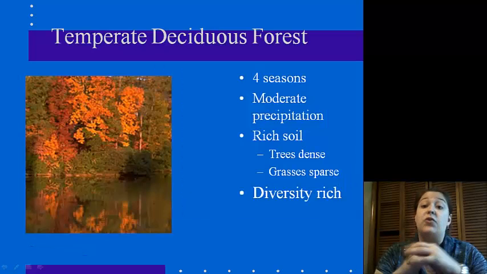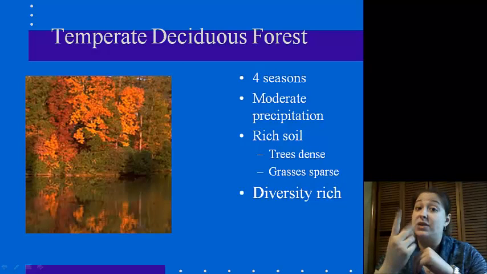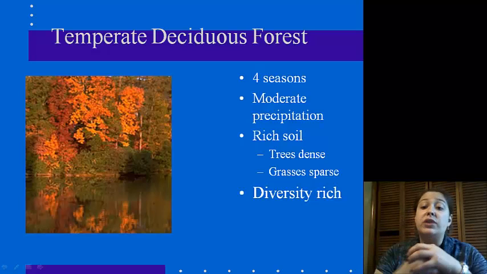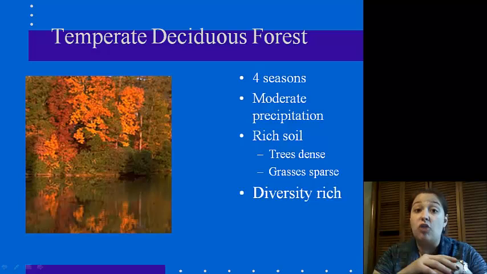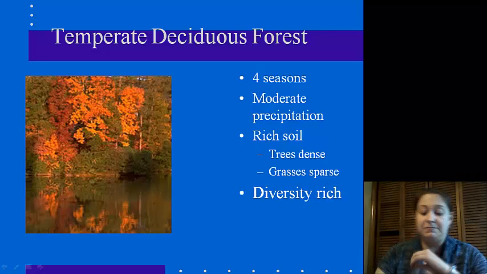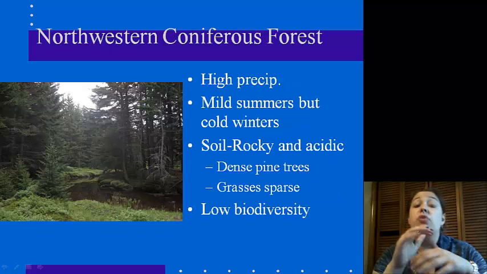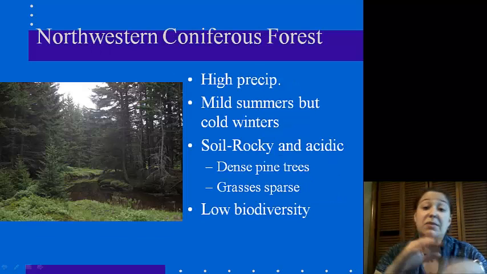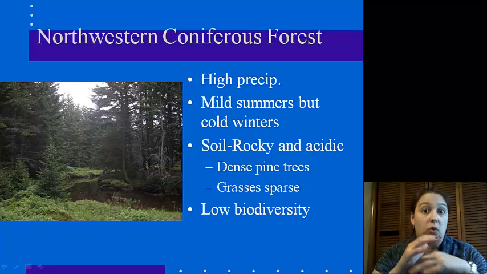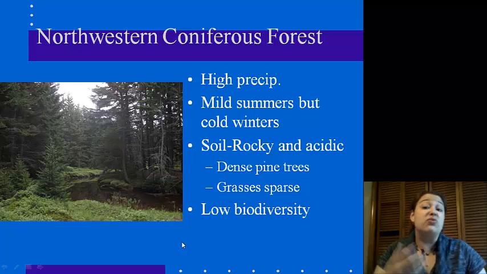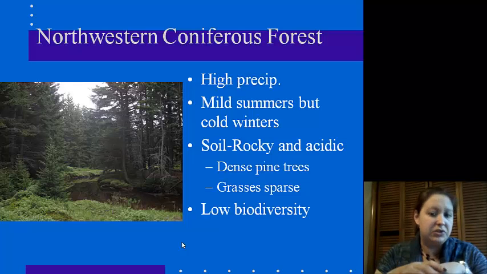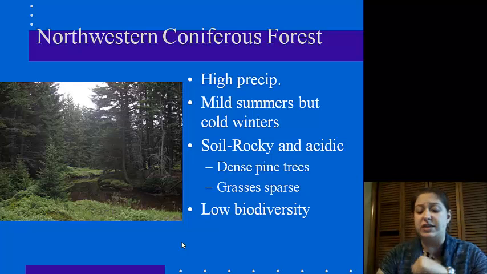Temperate deciduous forests have all 4 seasons: spring, summer, fall, and winter. They have moderate precipitation, rich soil, dense trees, mostly hardwoods, and grasses are sparse, and they have a rich diversity. Northwestern coniferous forests, talking about the pine trees, high precipitation, mild summers but cold winters. Their soil is rocky and acidic. Dense pine trees, grasses are sparse, and low biodiversity.